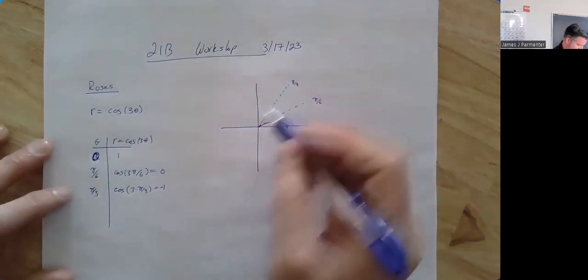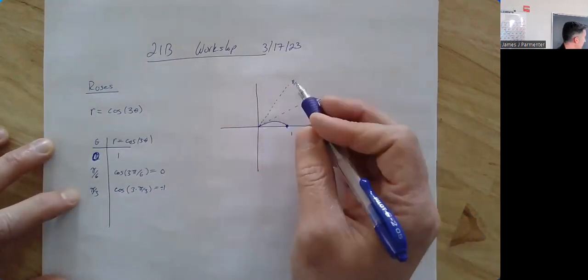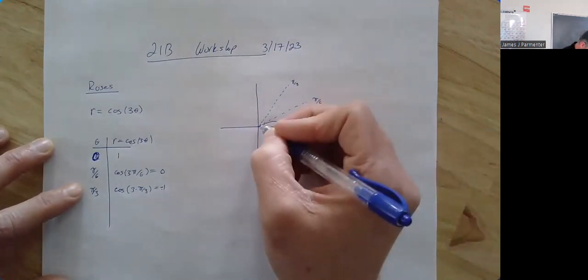So from pi over 6 to pi over 3, my values go from 0 to negative 1. So even though I'm in this direction, I'm actually in the opposite direction since my r values are negative. So I'm going to end up going positive 1.